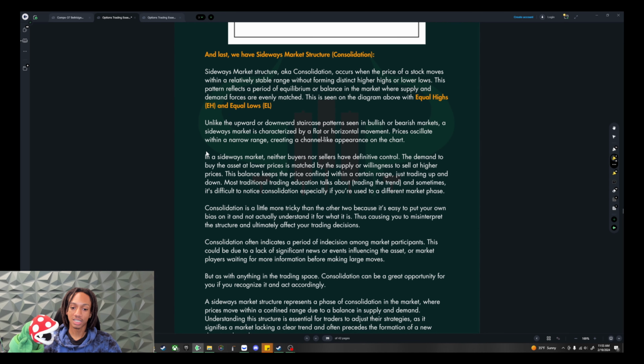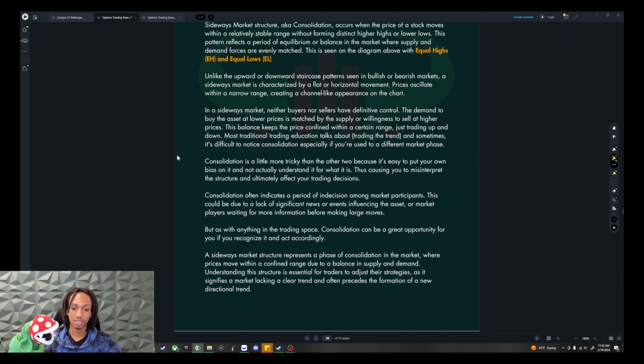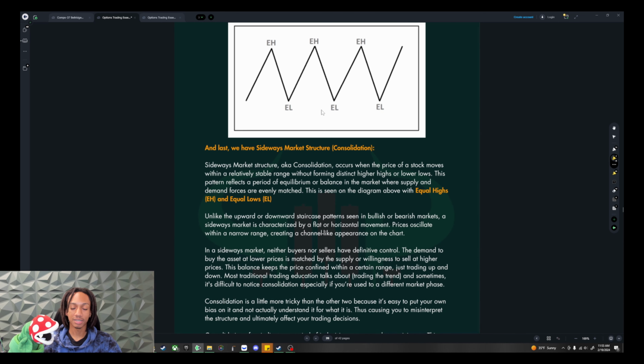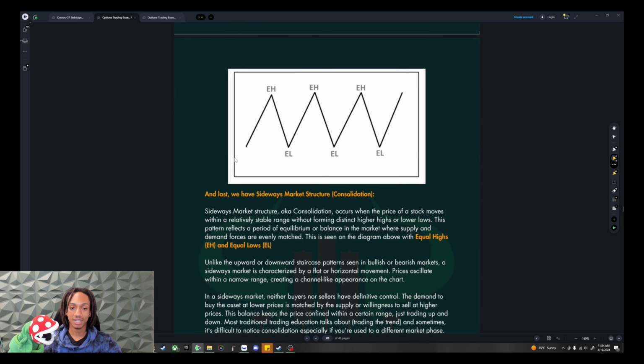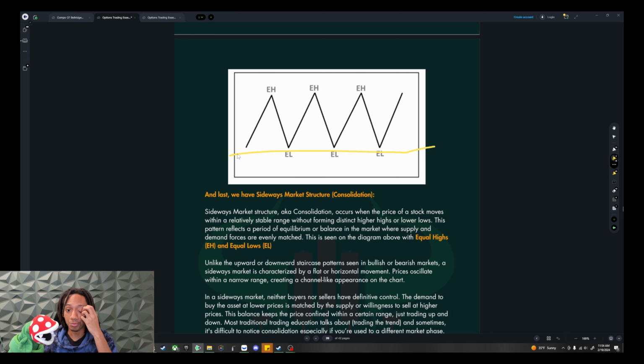And consolidation is sometimes a little tricky to recognize in comparison to the other two, just because it's easy to put your own bias on it. You might have your own emotions or certain feelings about the stock that you're in. So even if we're in this kind of structure, you say, oh, Tesla is an amazing company, so they're only going to keep going up. We could be in this kind of market structure, right? We already had equal highs and equal lows, and then we're reaching another equal high again. And you're like, all right, I'm going to go long up here because Tesla's going to keep going up. But there's a resistance and there's supply up here, and then we just come back down. So it'd be more strategic in this kind of market structure to buy at a support and sell at a resistance.